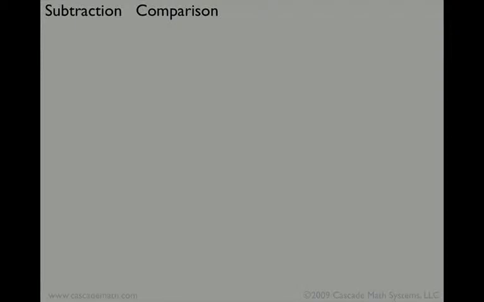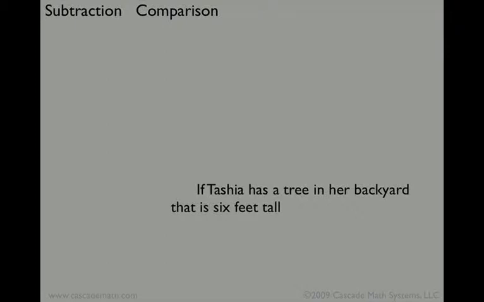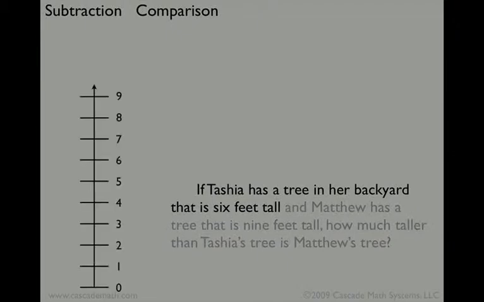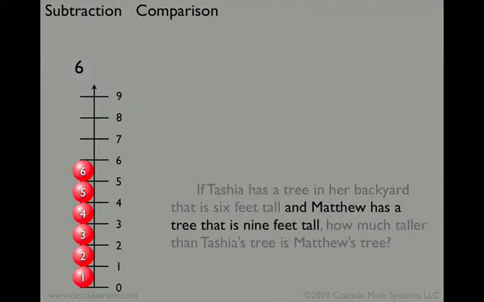computer. If Tasha has a tree in her backyard that is 6 feet tall, and Matthew has a tree that is 9 feet tall, how much taller than Tasha's tree is Matthew's tree? Let's use a vertical number line. First, I use 6 balls to represent the height of Tasha's tree. 1, 2, 3, 4, 5, 6. Now I'm going to use 9 balls to represent the height of Matthew's tree. 1, 2, 3, 4, 5, 6, 7, 8, 9.